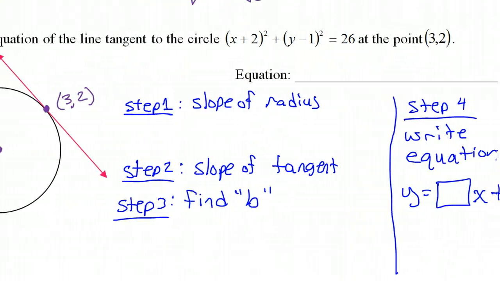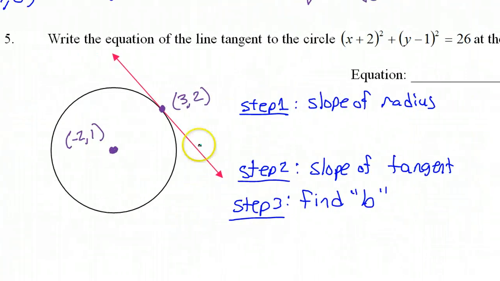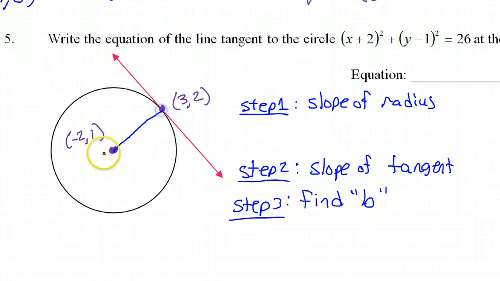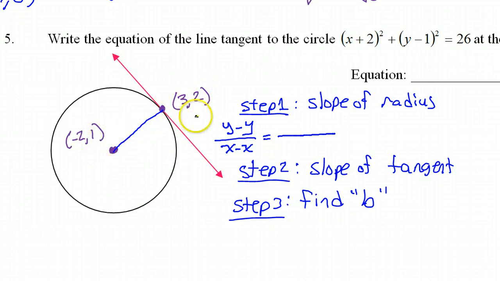So let's get started. So step 1, let's find the slope of the radius. Well, the radius is right here. Alright, if I want to find the slope of that radius, I will use the slope formula, which is like y minus y over x minus x. Okay, you could say y2 minus y1 over x2 minus x1 if you want to be more precise. But just make sure you do your subtraction the same way twice. So if I do 2 minus 1, for example, for my y's, for my x's, I must do 3 minus negative 2. But for the record, I could have done 1 minus 2 and negative 2 minus 3 as well.